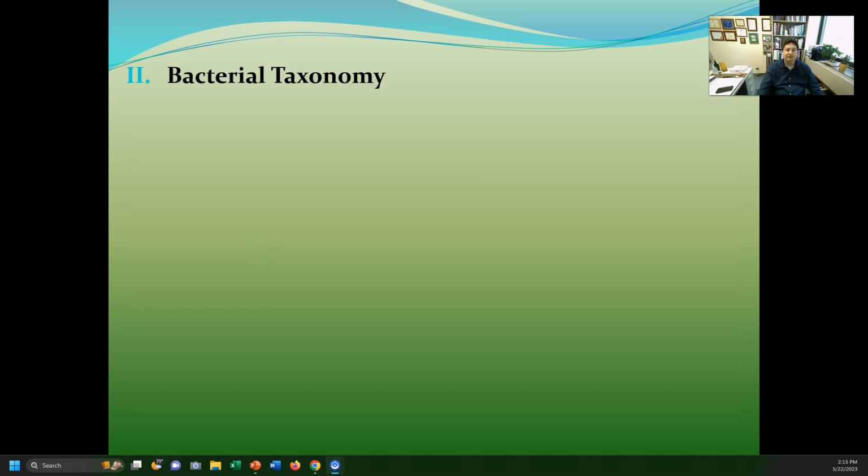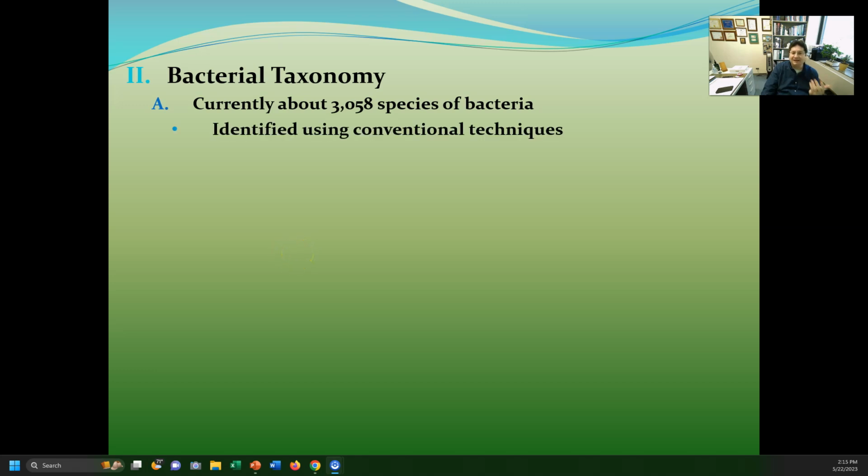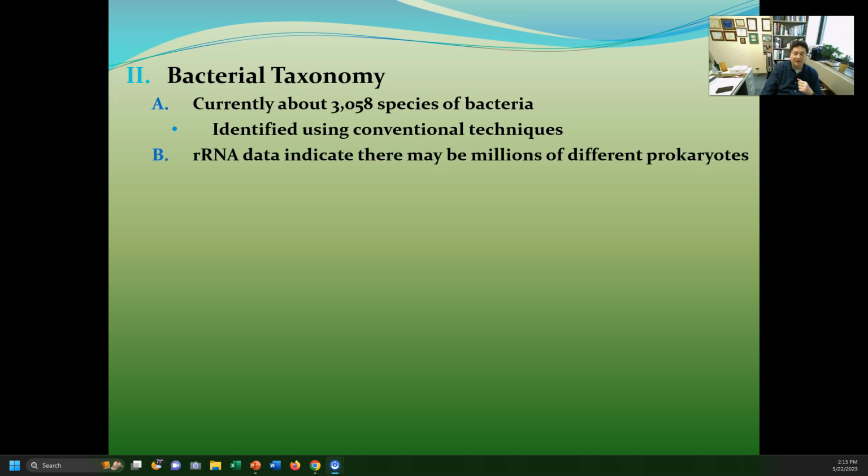All right, now breaking this down further, what if we look more specifically at some microbial groups here? So, bacterial taxonomy. Currently, there's about 3,100 species of bacteria that have been identified using conventional techniques, some things I'm going to talk about here momentarily. However, that ribosomal RNA data I mentioned just before indicates there may be millions of different prokaryotes based on genetic sequencing and gene sequencing. So there's a lot more out there than we know of right now.